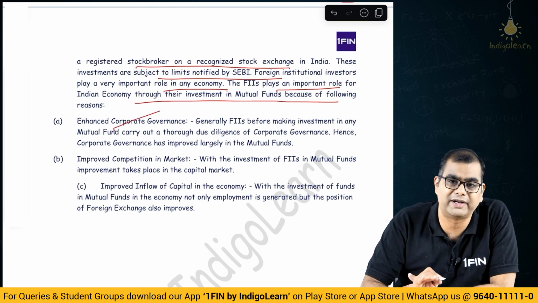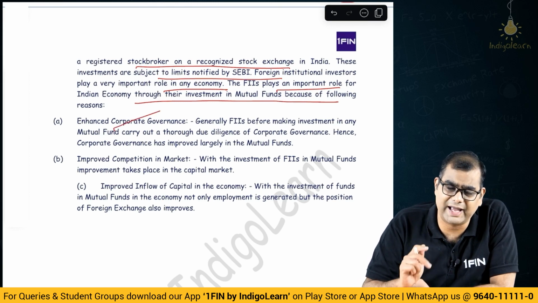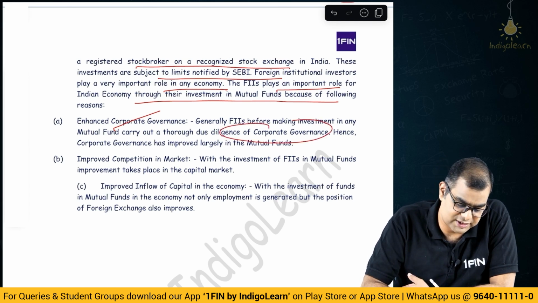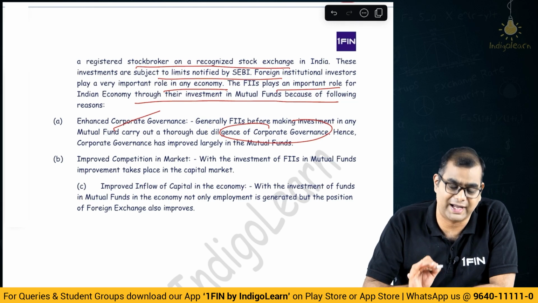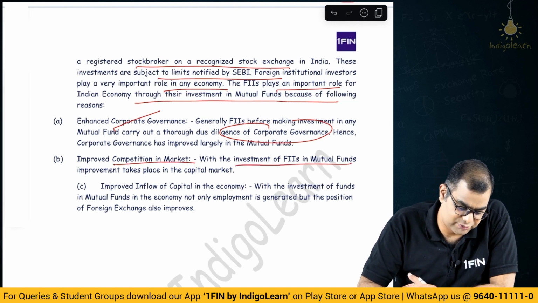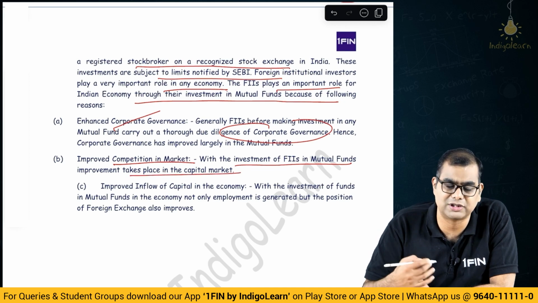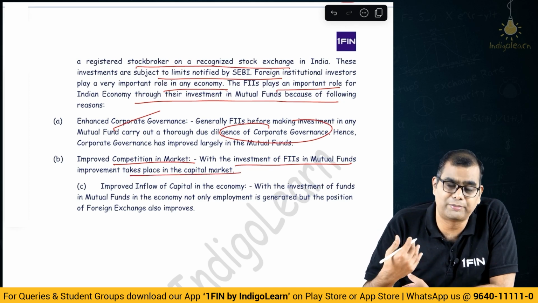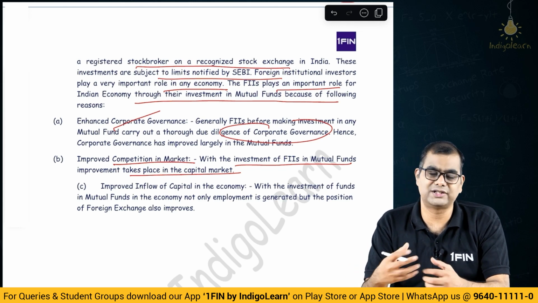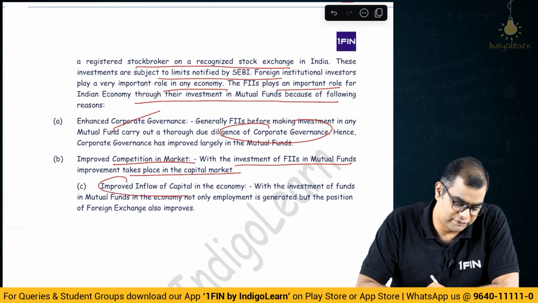One, they improve corporate governance. Because FII investors are there, they are very demanding of mutual funds and they ensure that corporate governance is of very high standards. They improve competition in the market. With the investments of FIIs in mutual funds, improvement takes place in the capital market because more investors come in. If there are more investors, then there are more mutual funds also, and there is good, healthy competition. Improved inflow of capital in the economy.